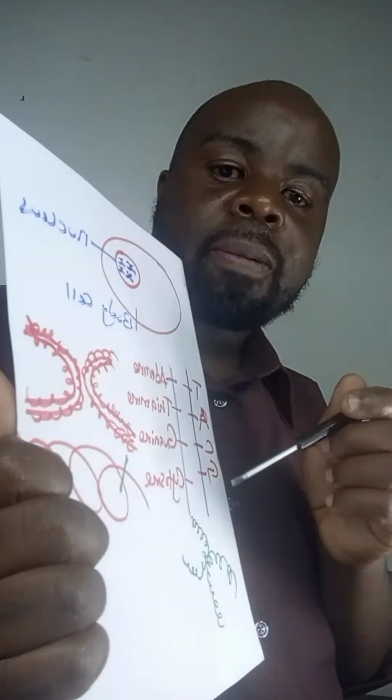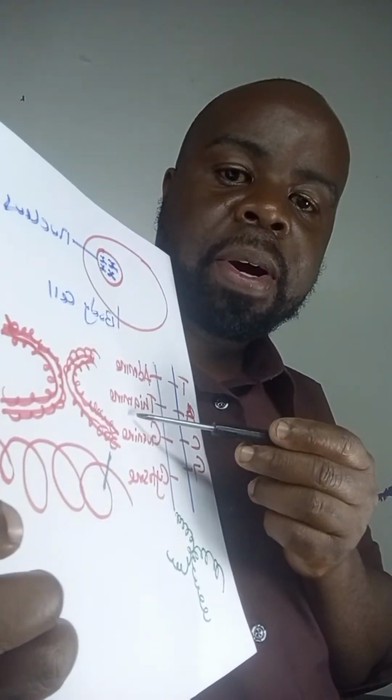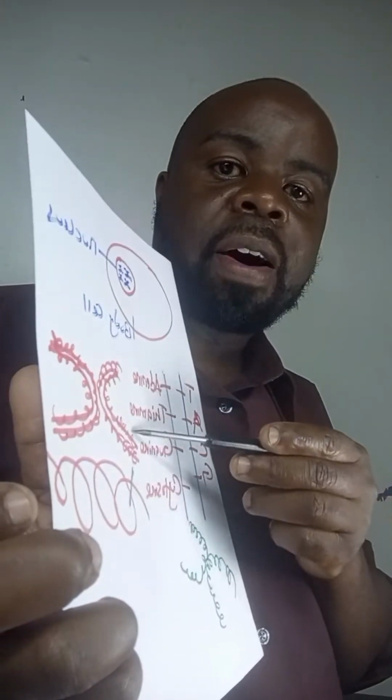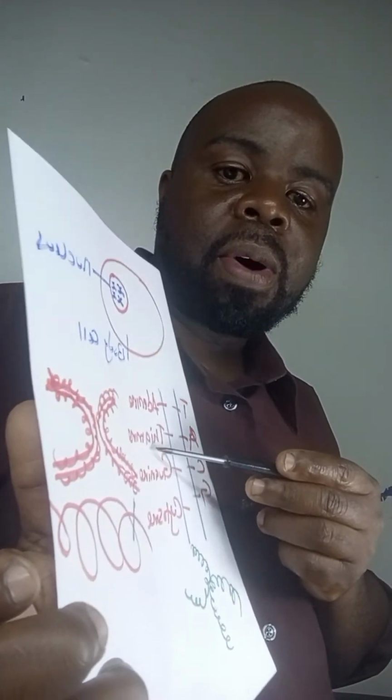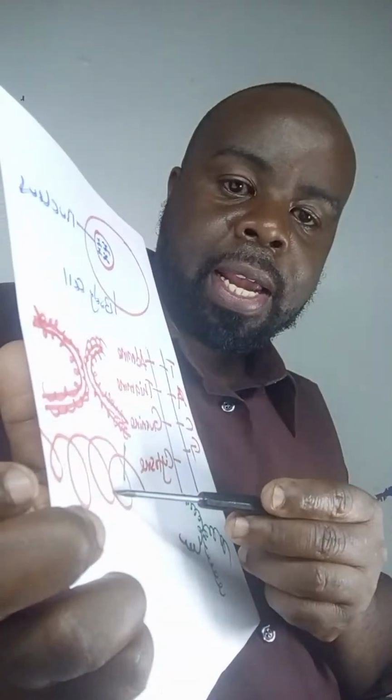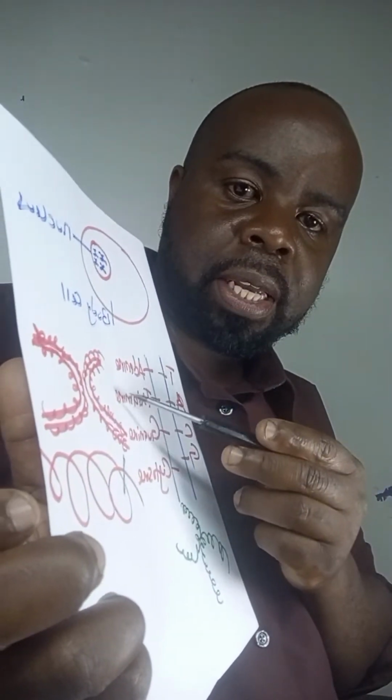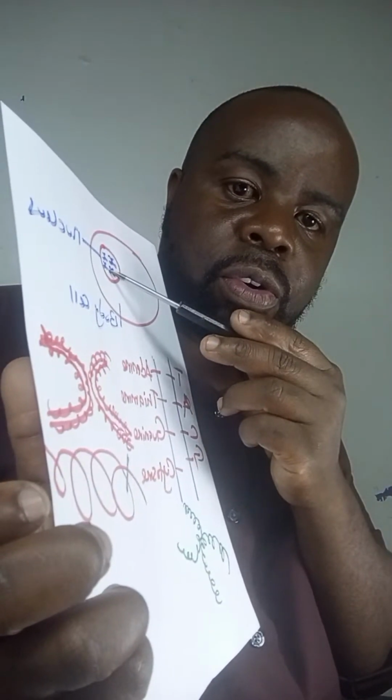So I've cut part of it. I've taken part of it, and it looks like I've amplified part of it. These small things are called chromosomes.